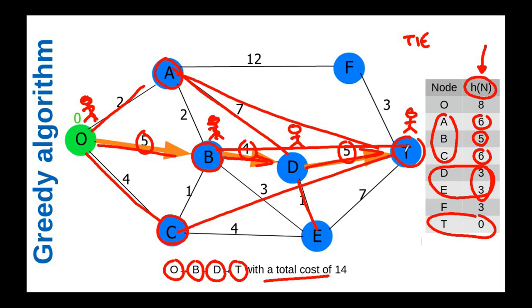Dijkstra will take a lot of time. The A star will be in between. But you will see that the solutions that will be given by these next 2 methods are more optimal, with a lower cost than 14.